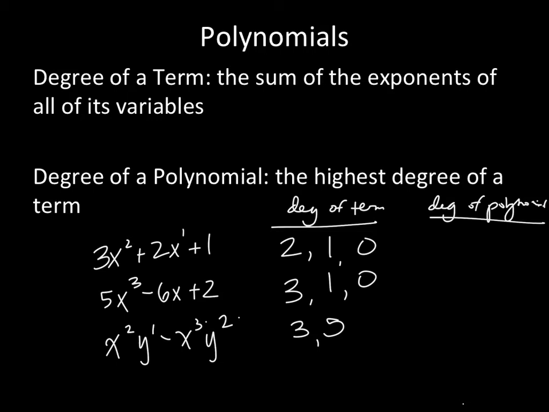The degree of the polynomial, on the other hand, is just the highest degree of a term. So look at all its terms, take the one with the highest degree, and that's the degree of your polynomial. So for this first one, 3x squared plus 2x plus 1, my highest degree is 2. So the degree of that entire polynomial is 2. The degree of the second one is going to be 3, and the degree of the third one is going to be 5. So whichever one's the largest.